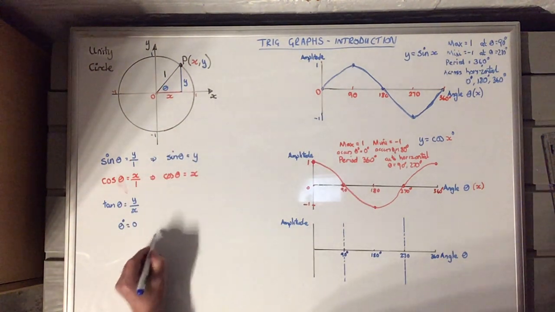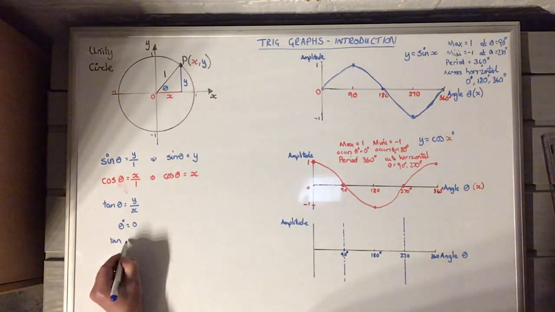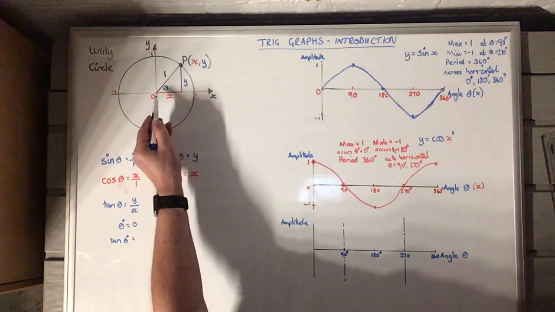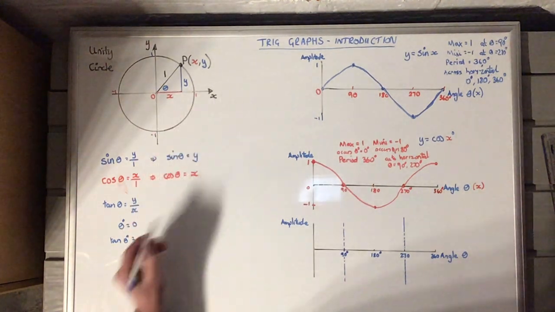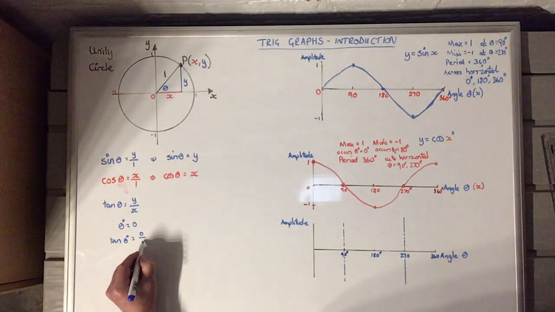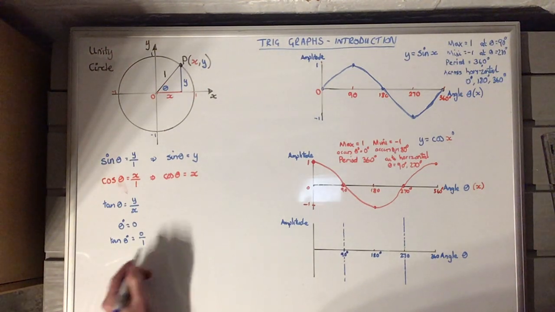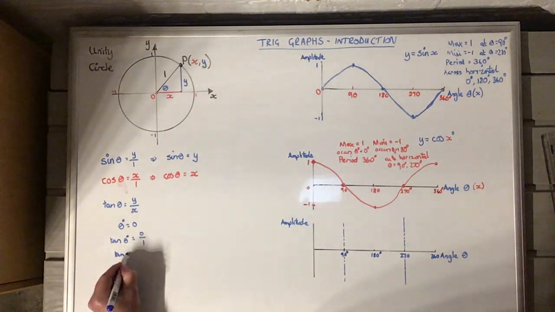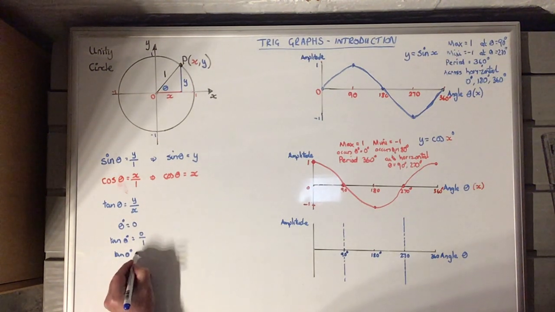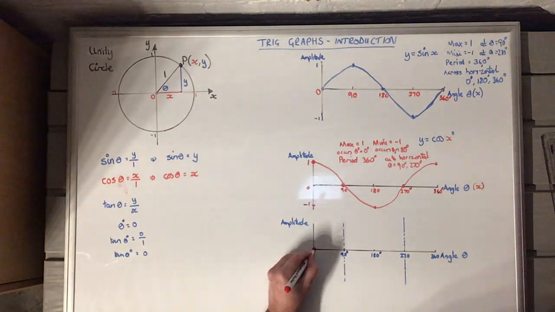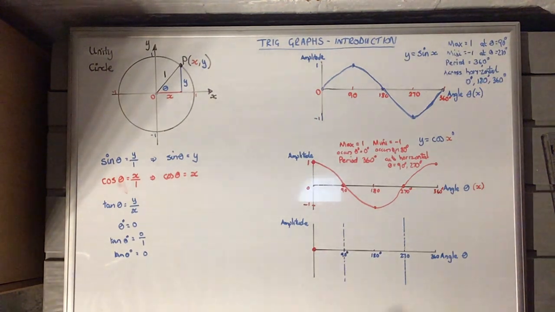Well, what we've got then, we've got tan of 0 degrees is equal to the y coordinate. Well, the y coordinate when it's horizontal here is 0, so that's 0 over, and the x coordinate is 1. So 0 over 1 is 0. So tan of 0 degrees, this is 0 degrees here, is the value 0. So I'll put this one in red. So the value of the tan function at 0 degrees is 0.